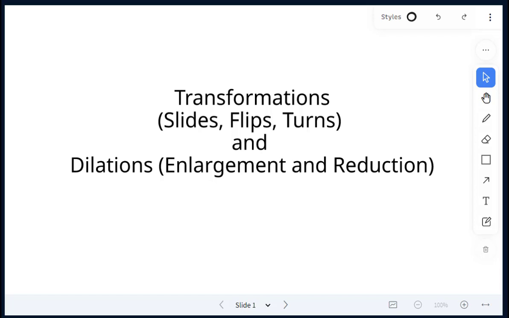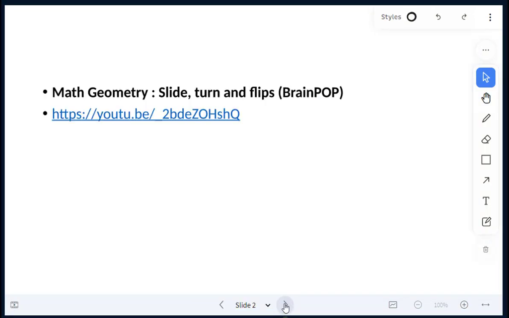Alright, so today's class we are looking at transformations, which include slides, flips, and turns, or translations, reflections, and rotations. As well, we're looking at dilations, which are enlargements and reductions. Okay, so we'll start by watching a quick video.